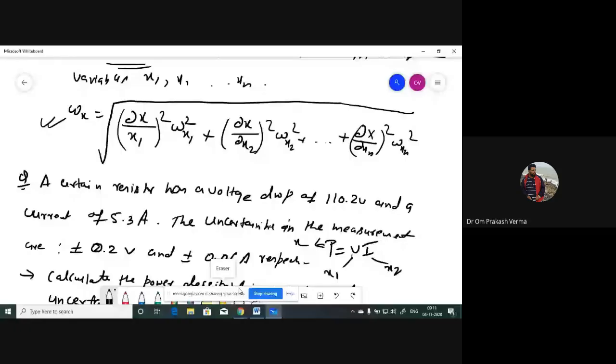So you have to first differentiate. You have to differentiate and then you have to find out, right? So the solution is like this one. P is equal to nothing but the VI, and voltage is given as 110.2 and current is given as 5.3. So when you solve it, it will approximately give 584 watt, right? 584 watt.